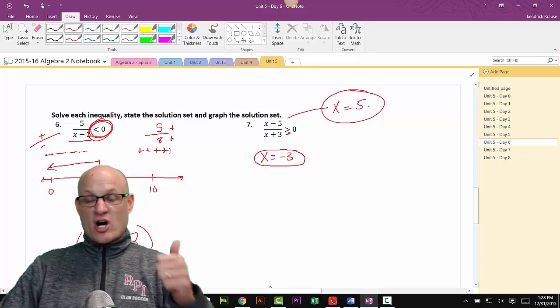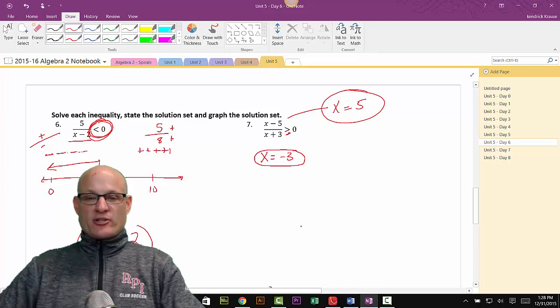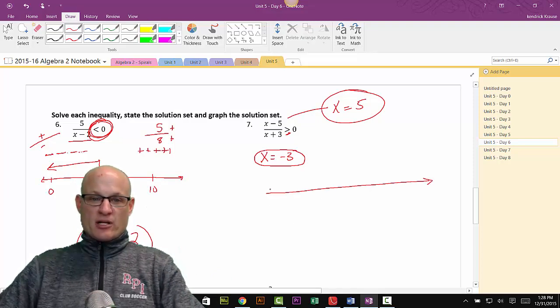What makes the fraction undefined? What makes the fraction equal to 0? So I'll plug those two critical numbers on my number line, negative 3 and 5. Now I need to determine whether or not I'm going between them or on the outside of them. So I'm going to try a number out in this direction, negative 10. I'm going to try 0, and I'm going to try positive 10.